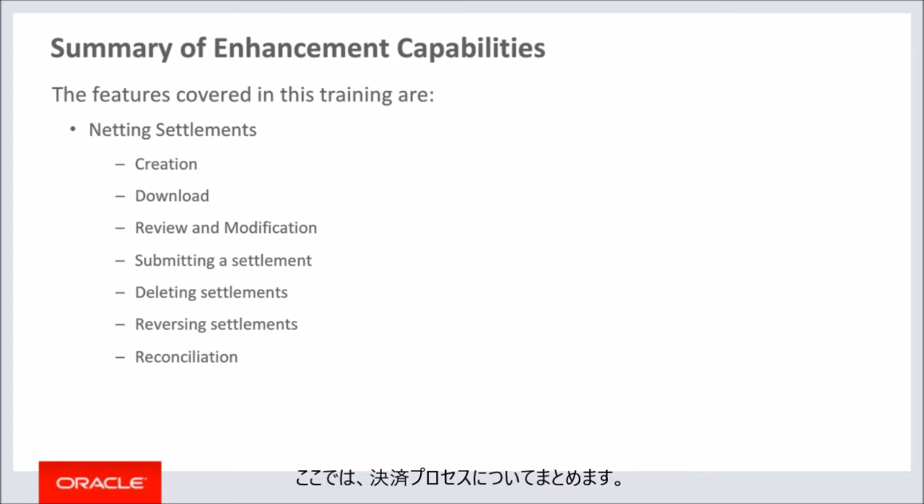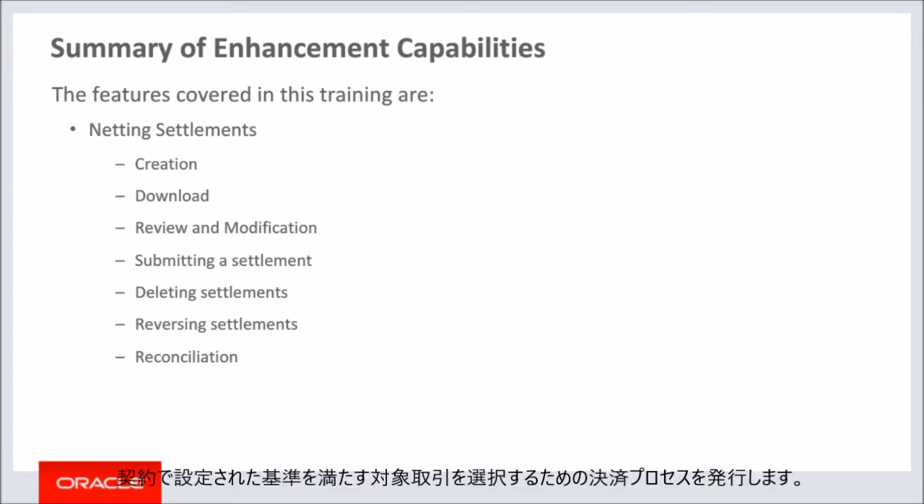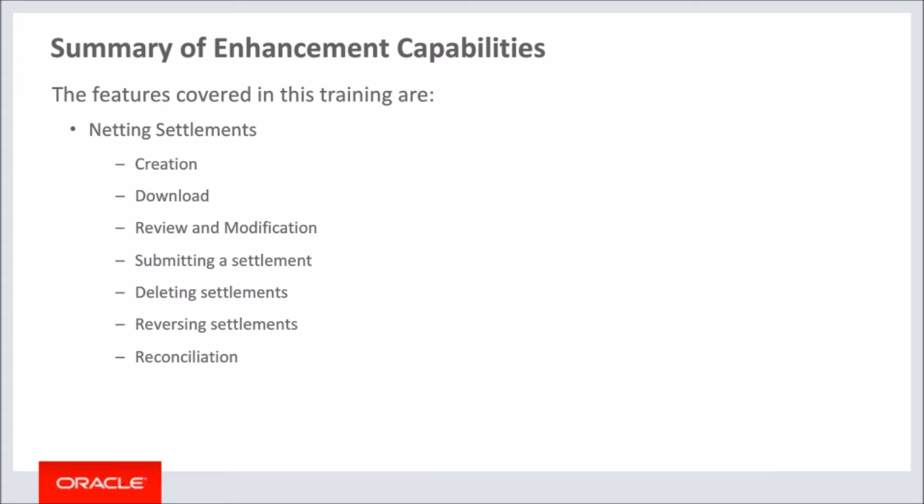Here is the summary of the settlement process I have talked about today. Firstly, the settlement creation, which submits the settlement process to select the eligible transactions that meet the criteria set out on the agreement. Settlements can be created for a single agreement, for a group of agreements that share the same netting group, or for all agreements that you have defined.